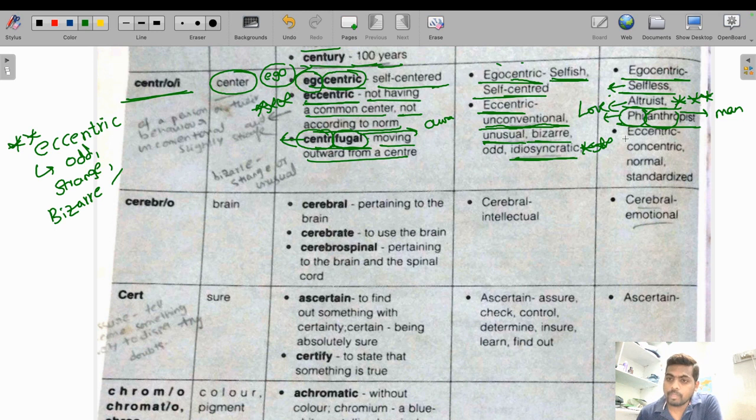Now coming to the antonyms for eccentric. For eccentric, something related to odd and strange is the synonym. So obviously opposite will be concentric or normal or standardized.